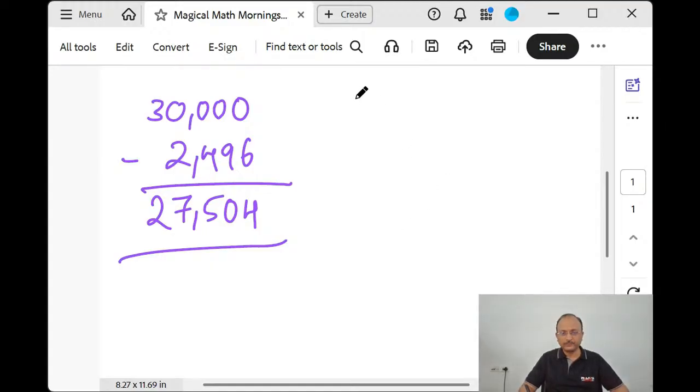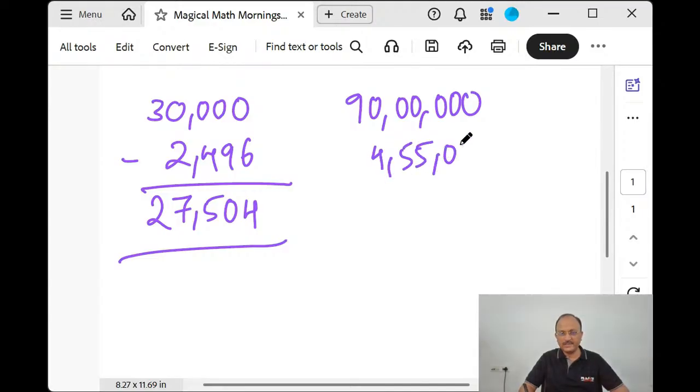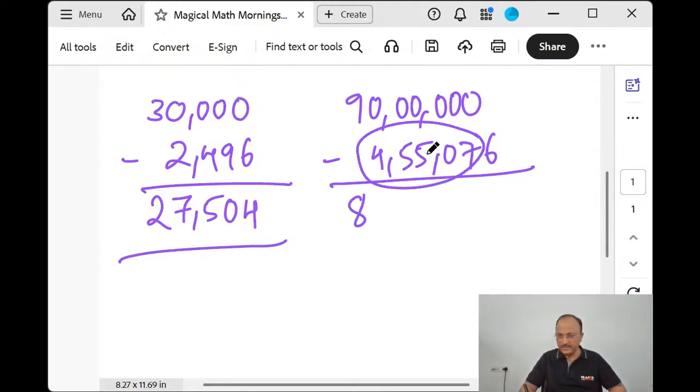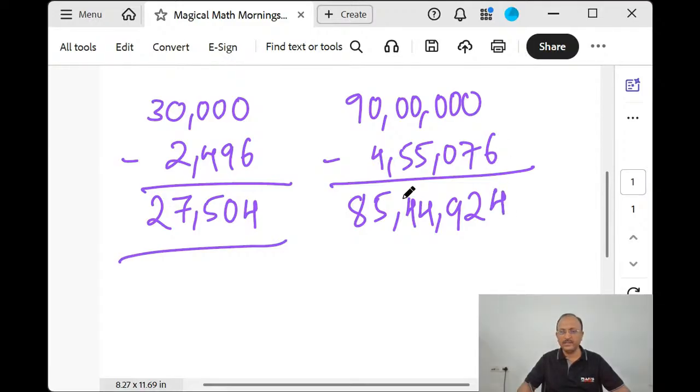Suppose we have 90 lakh minus 4,55,076. What we do is, first we write one less than 9, which is 8. Then we apply the 9's complement to all these numbers and the 10's complement to the last digit. The 9's complements of these numbers are 5, 4, 4, 9, 2, and the last one is from 10. The 10's complement of 6 is 4. This is the answer.